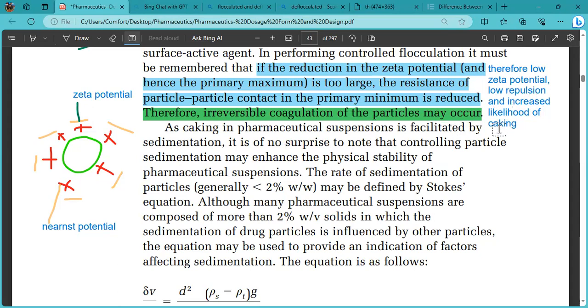then the reverse is if the zeta potential is high, it means there is high repulsion, that we discussed. Because the forces will push each other away and then they will redisperse.